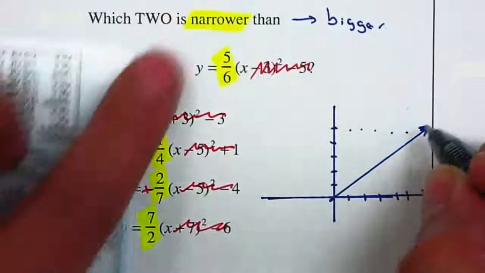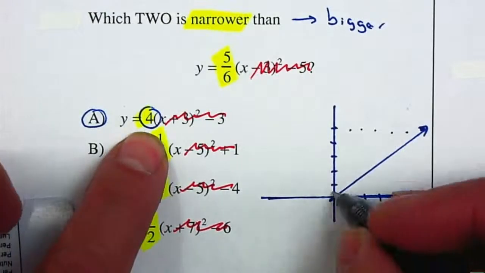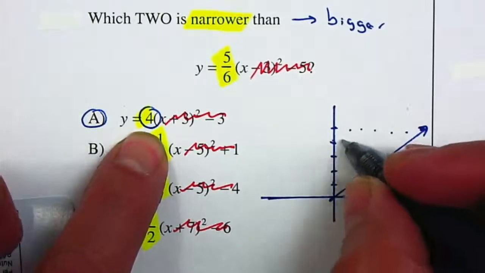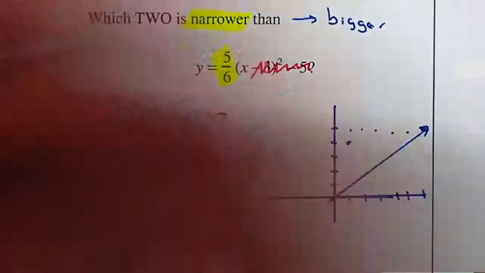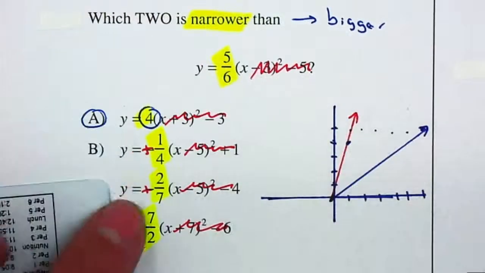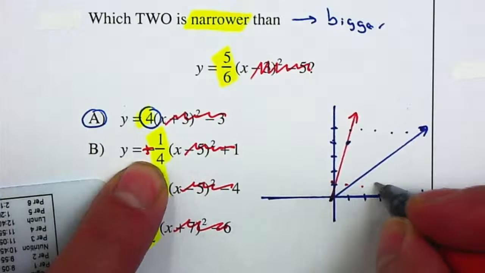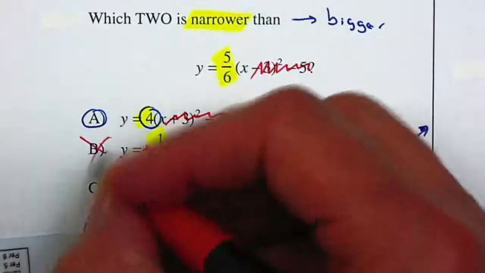We're looking for one that's narrow. Letter A is up 4 and to the right 1. So therefore, if you notice, this one is going to be narrower. Letter B is up 1 and to the right 4. 1, 2, 3, 4. That one's going to be wider, so that's not it.